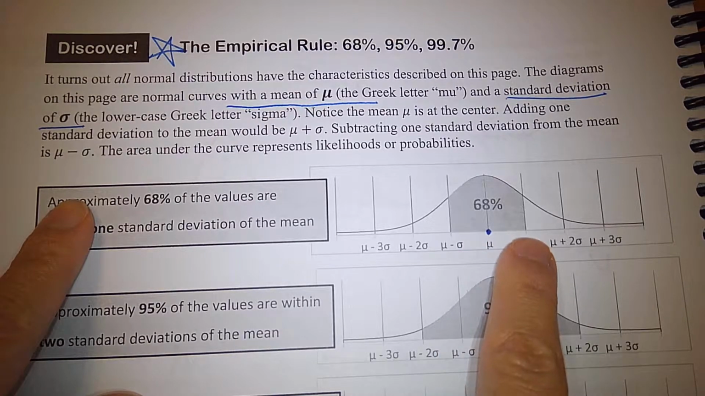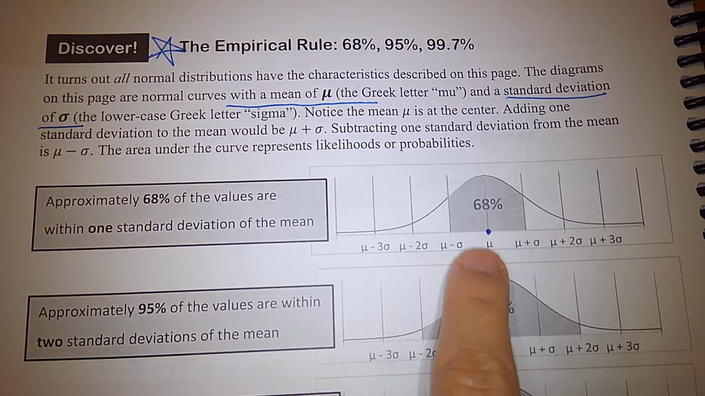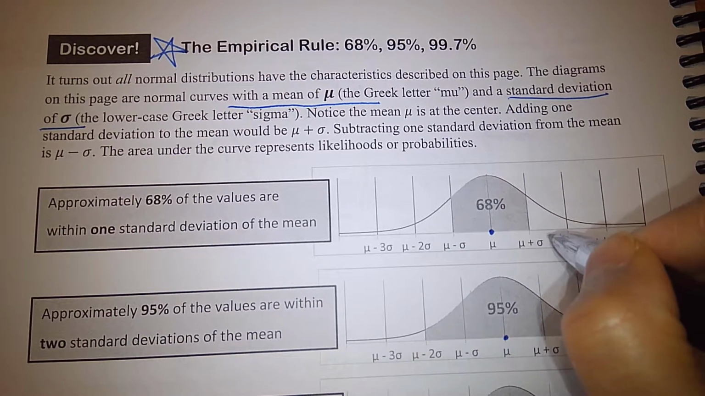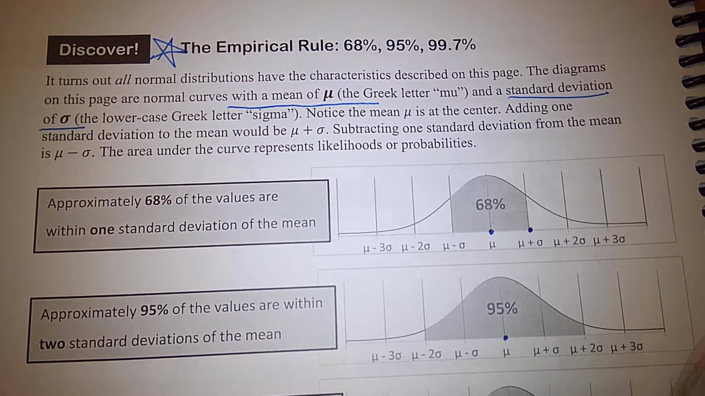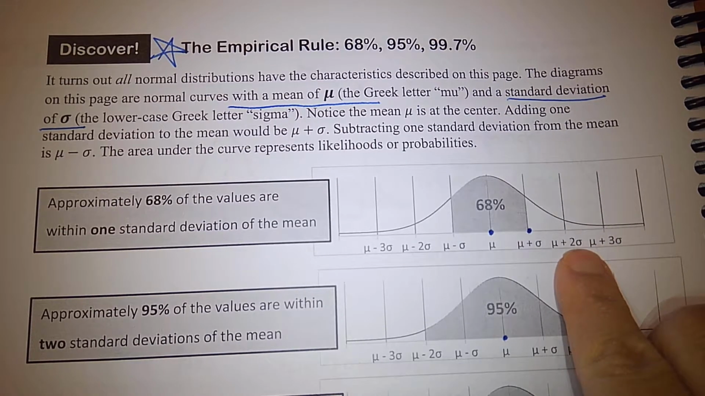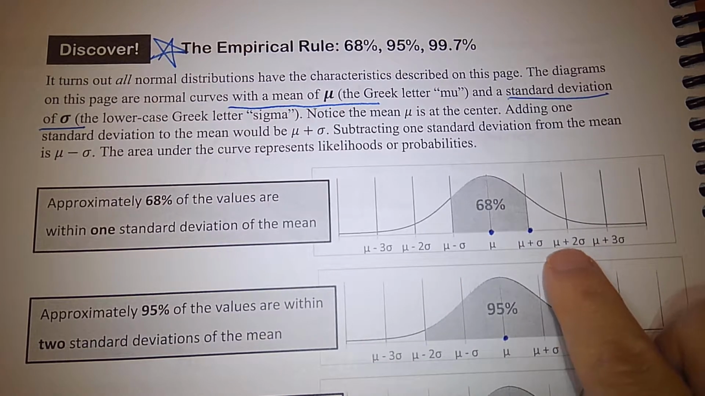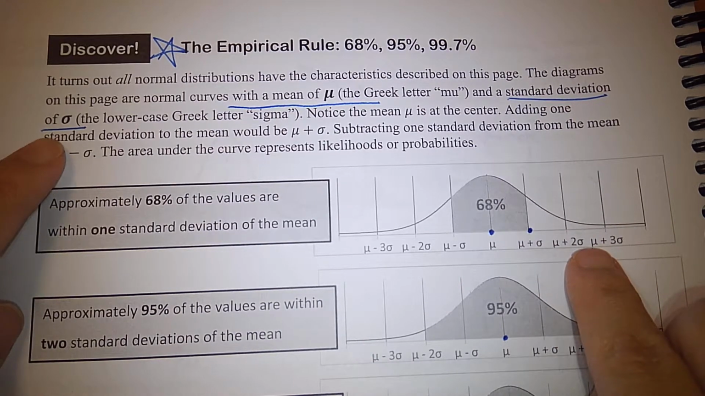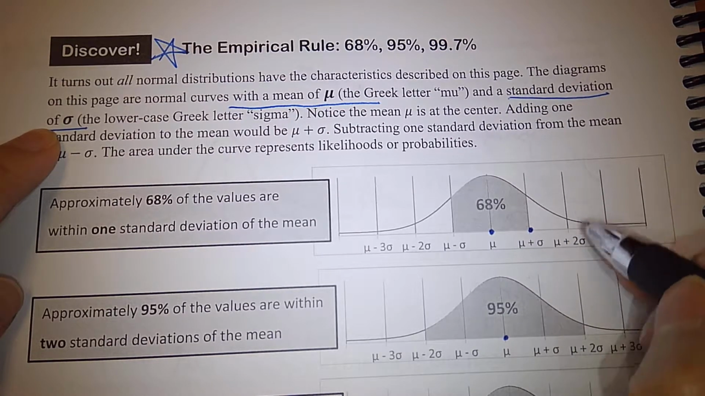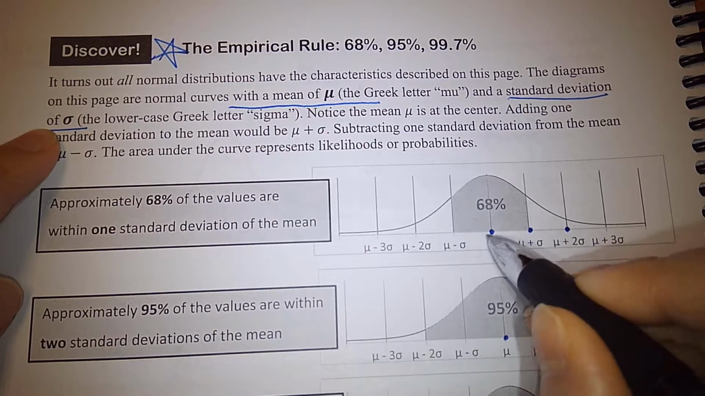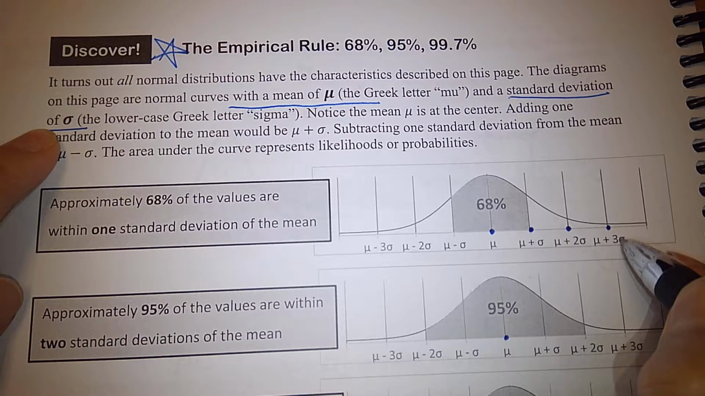The data value which is 1 standard deviation larger than the mean should be mu plus sigma, to the right of mu. If a data value is 2 standard deviations above the mean, we say it's mu plus 2 times sigma. Sigma represents 1 standard deviation, 2 times sigma represents 2 standard deviations. So mu plus 2 sigma is 2 standard deviations above the mean, and mu plus 3 sigma has a similar idea.